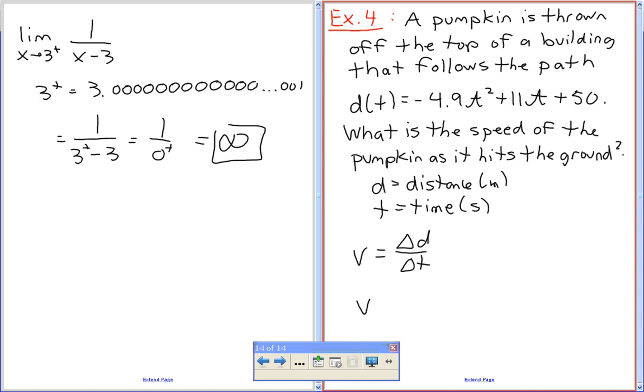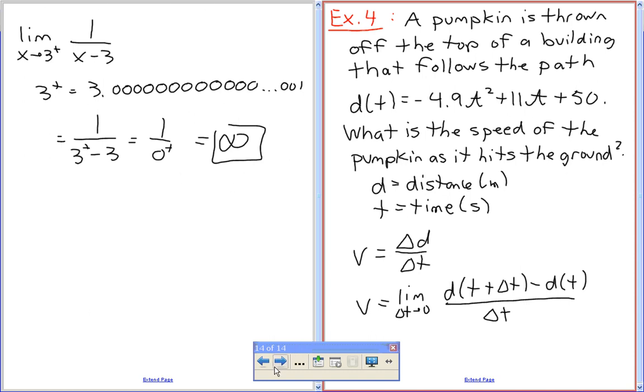In calculus, velocity is going to equal the limit as delta t approaches 0 of d of t plus delta t minus d of t, over delta t. There's your speed formula. Now we didn't talk about this one before, but it's the same equation. There's only one equation in this entire chapter. Learn that.